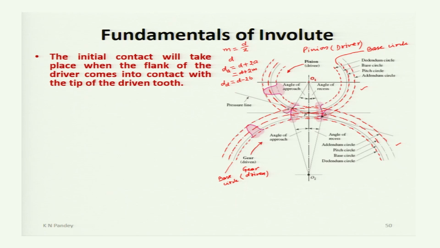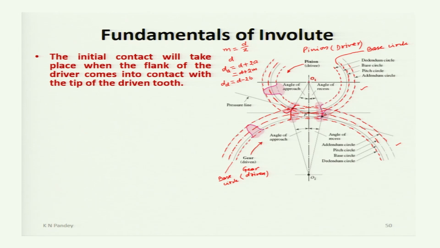Now, from a point A, an involute tooth profile is drawn on the driven gear and the driving gear. So, this is the profile. This is the profile of a gear tooth, and this is the gear tooth on the driver, and they are touching at a point small a. The point of contact is small a.